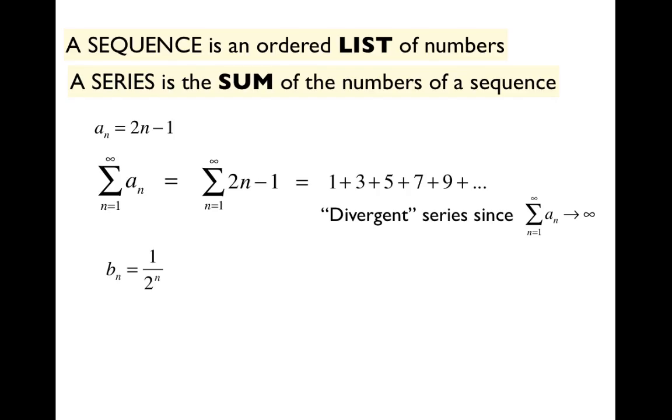Okay? How about this one? 1 over 2 to the n. What kind of sequence is that? P sequence? Some are saying yes, some are saying no. Is it a P sequence? No, geometric.